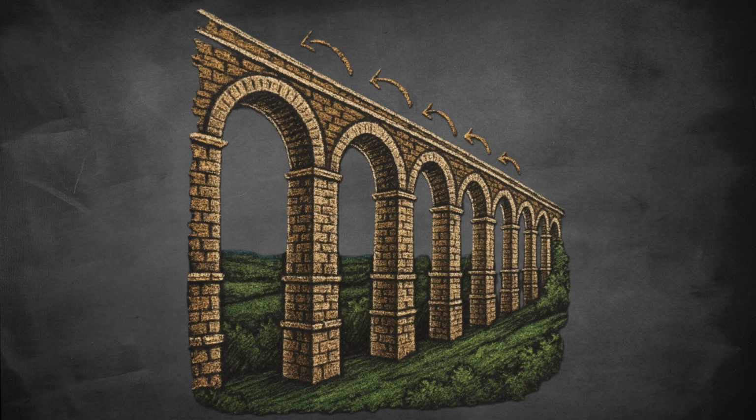Arch bridges redirect compression along a curved path into their foundations. This makes them incredibly strong for short to medium spans. Ancient Romans used stone. Modern engineers use reinforced concrete or steel for greater flexibility and strength.